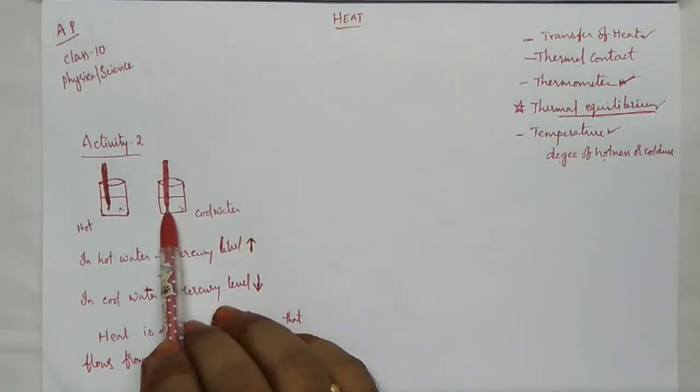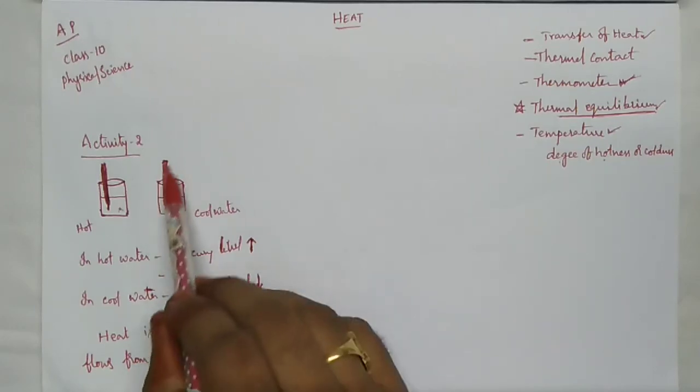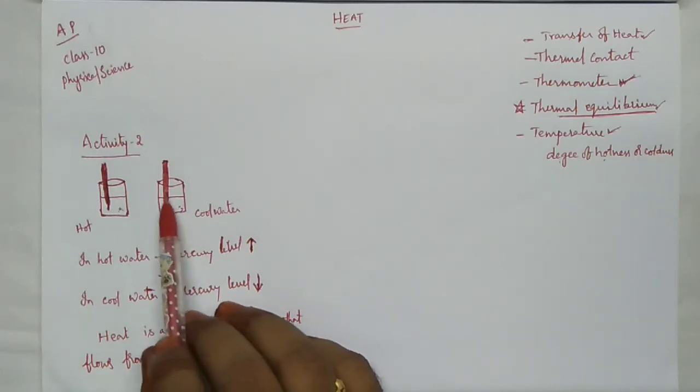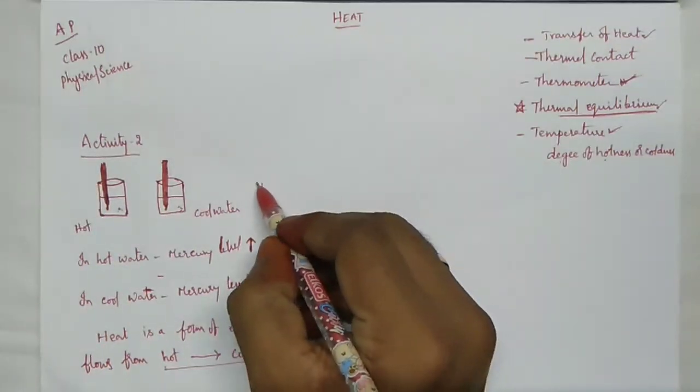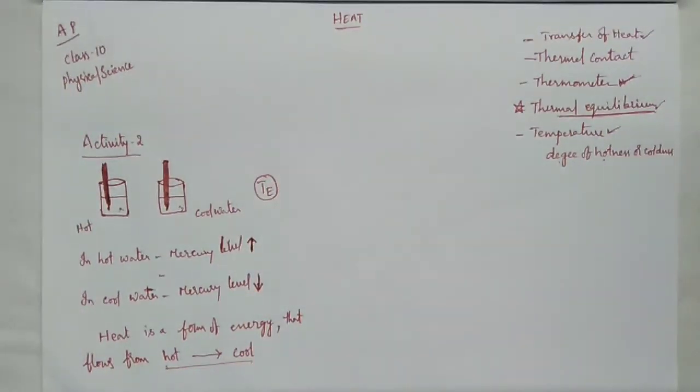Here also the heat will be traveling from the thermometer to the water. How long does this take place? Because of that, mercury level falls. And how long does this take place? Unless these two, thermometer mercury and water, come to a common temperature, that is thermal equilibrium, this transfer of heat takes place. Remember, heat is a form of energy and it always transmits. In simple terms, we can say heat is a form of energy and it's always in transit, right?